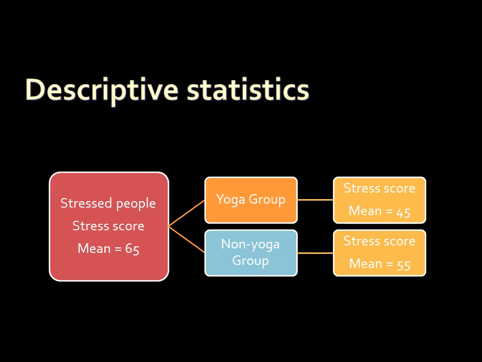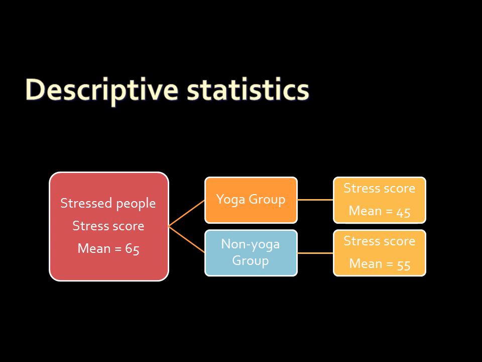And so let's go back to our yoga example and look at how you might use descriptive statistics here. So let's say that when we had our stressed people at the beginning, and before we actually did the study, we measured everybody's stress score, and we got a mean of 65. And this is completely arbitrary. I've just made it up, but let's say that the mean is 65. Let's say it could vary between 0 and 100, and the mean is 65.